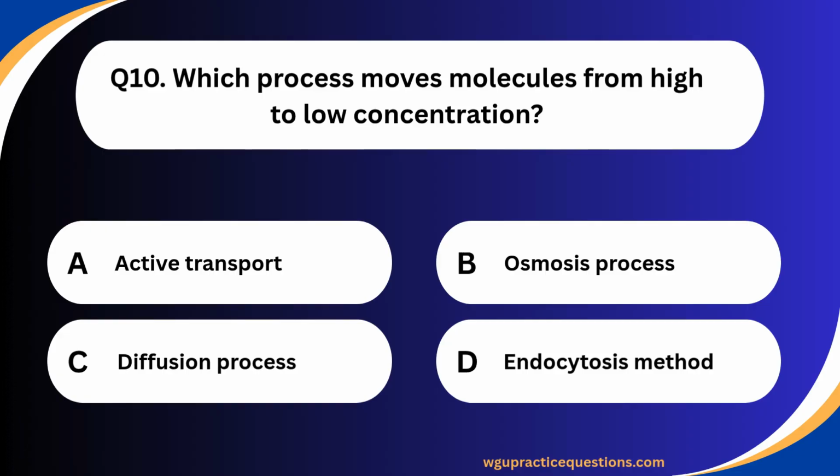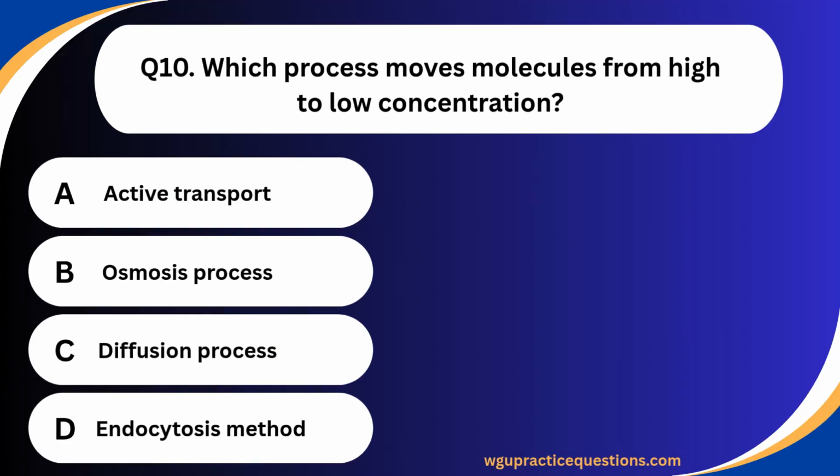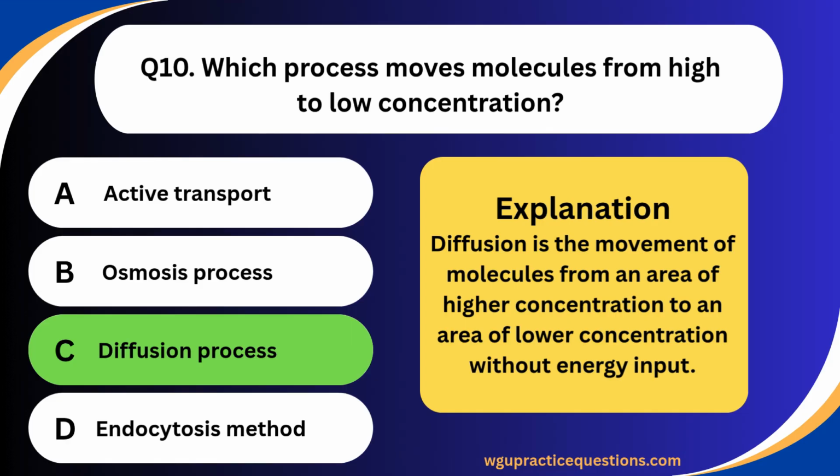Which one is the correct answer? The correct answer is C, diffusion process. Explanation. Diffusion is the movement of molecules from an area of higher concentration to an area of lower concentration without energy input.